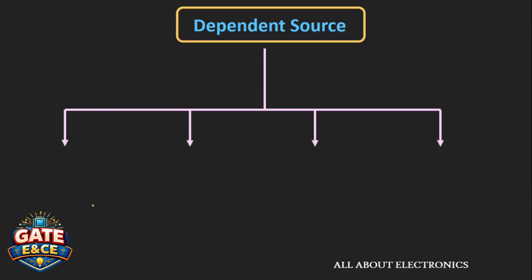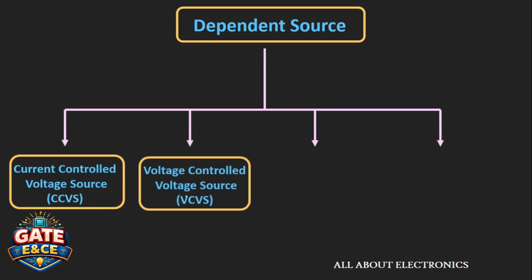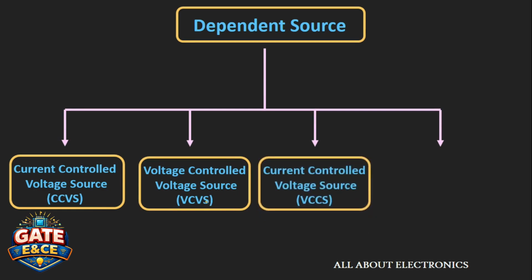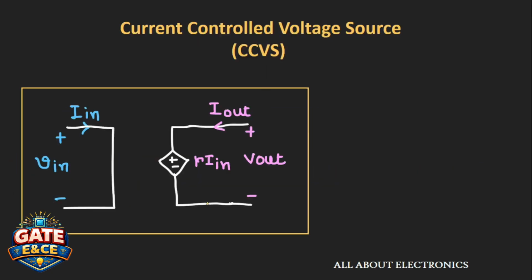In this way, there are 4 different kinds of dependent sources. The first is the current controlled voltage source, where current is controlling the output voltage. Second is the voltage controlled voltage source, where voltage is controlling the output voltage of a voltage source. Third is the current controlled current source, and the fourth one is the voltage controlled current source. Let's see each of them one by one.